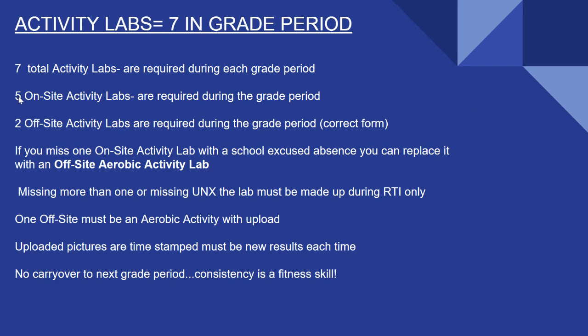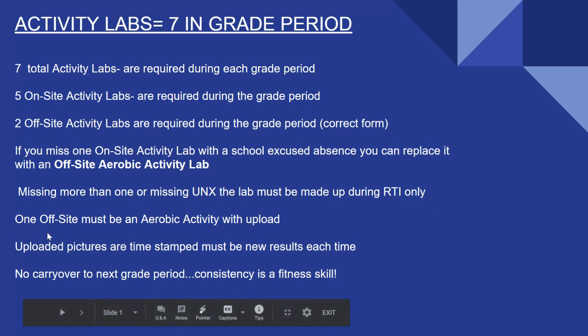So the preferred way is for you to do 5 with me and then 2 on the off-site, but to get a total of 7. But if you happen to miss an on-site activity lab, if it's school excused, right, you can replace it with an off-site aerobic activity lab. That means instead of doing 2 on the off-site, you would have to do 3 to make up that 1. If you're missing more than 1 or you're missing the unexcused, then I will be reaching out to you so you can make up that lab during RTI.